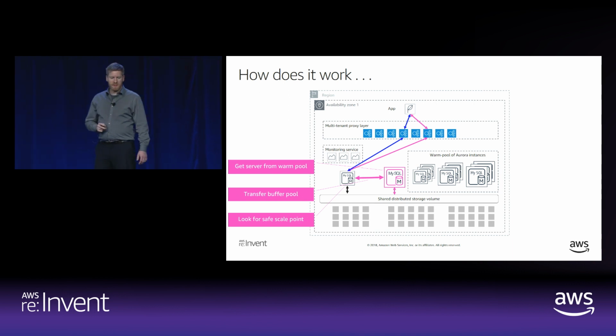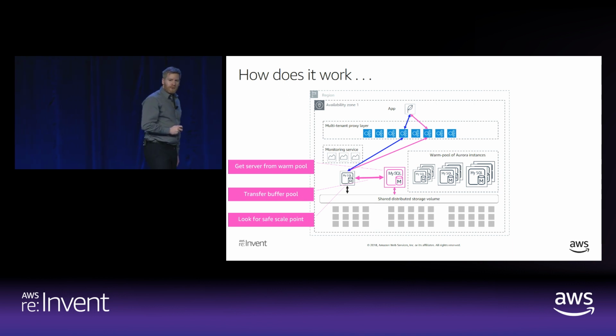Now, what you get with this is you grab a fresh database server out of the warm pool, so scaling operations can be executed very, very quickly without having to wait to provision a new server. We're able to transfer the buffer pool to the new cutover target, so you don't have to worry about that, and you get fast performance immediately after cutover.